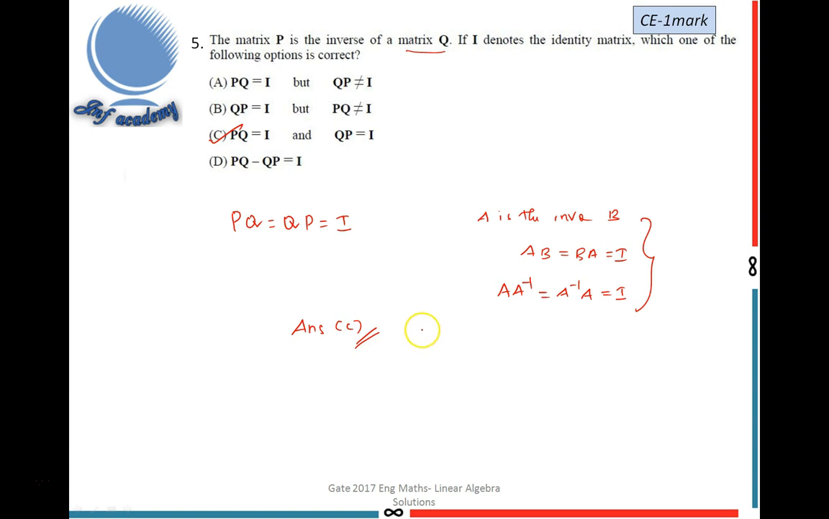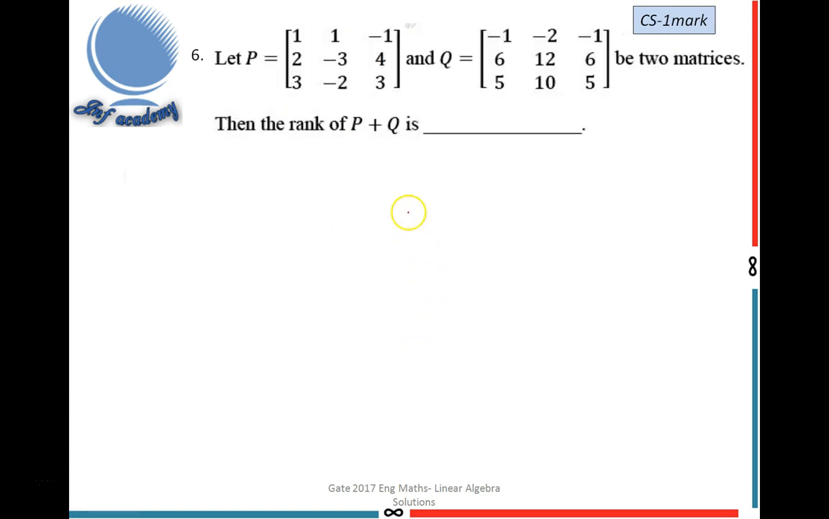Now let's move on to the sixth problem. Let P equal to one matrix, a given 3 by 3 matrix, and Q equal to 3 by 3 be two matrices. The rank of P plus Q is what? We have to find the rank of P plus Q. This question is from the computer science department. It has 1 mark. First I find the P plus Q matrix.